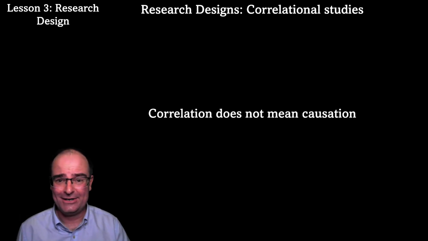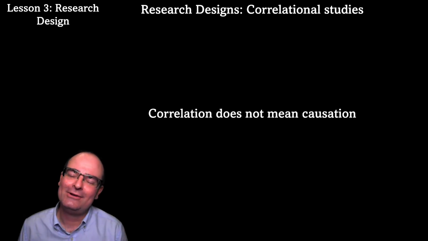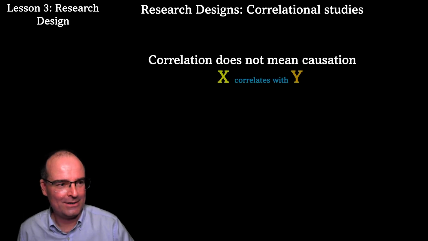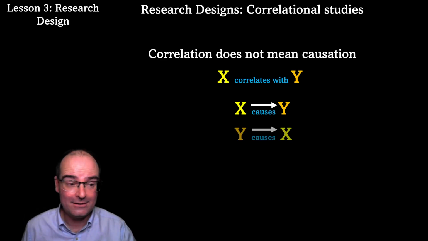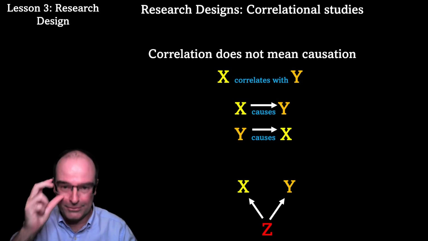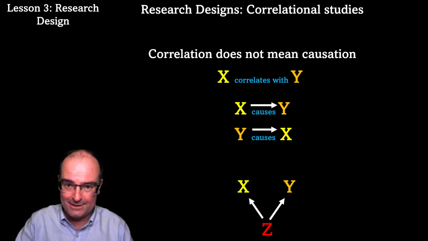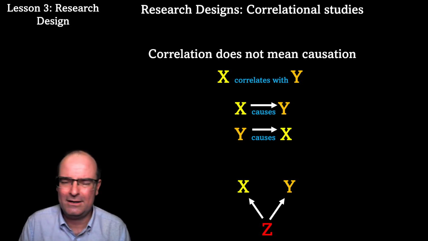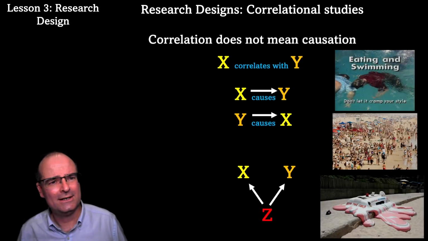Now, every psychology student remembers this, even if you don't remember anything else. Correlation does not mean causation. And very, very quickly, if X correlates with Y, X could cause Y, Y could cause X, or something else could cause both. The fact that two things are associated and one thing seems to go up when the other one's going up or going down doesn't imply a causal relationship. I'll give you some examples.